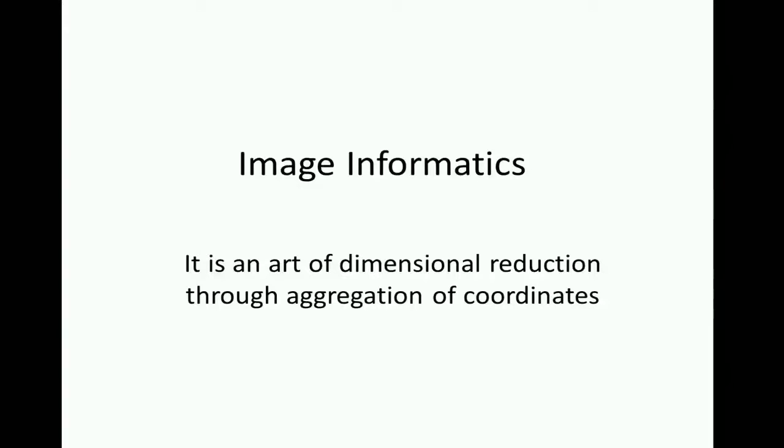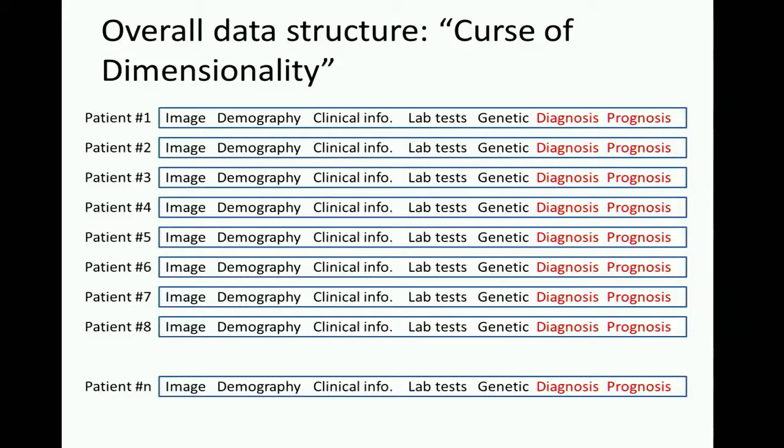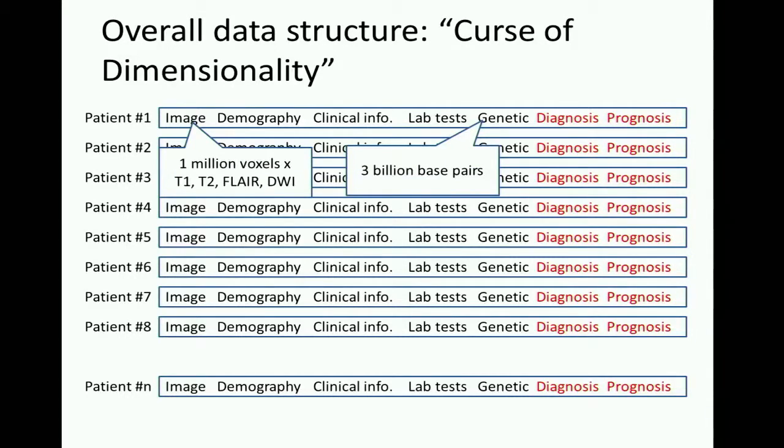Then let me go a little deeper into another type of challenge, and I want to come back to this slide. Again, there are many patients, and each patient carries information. This is big data, actually. And this is a bad kind of big data, which is called shallow depth, wide width big data. Even if we have 10,000, 100,000 patients' information, each patient carries 1 million voxels times T1, T2, DTI. And then one genetic field carries 3 billion base pairs. So it's hugely wide and shallow.